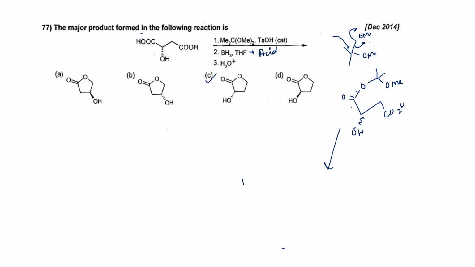So after that, this OH will attack here and remove this from the system. So the correct option will be option C.